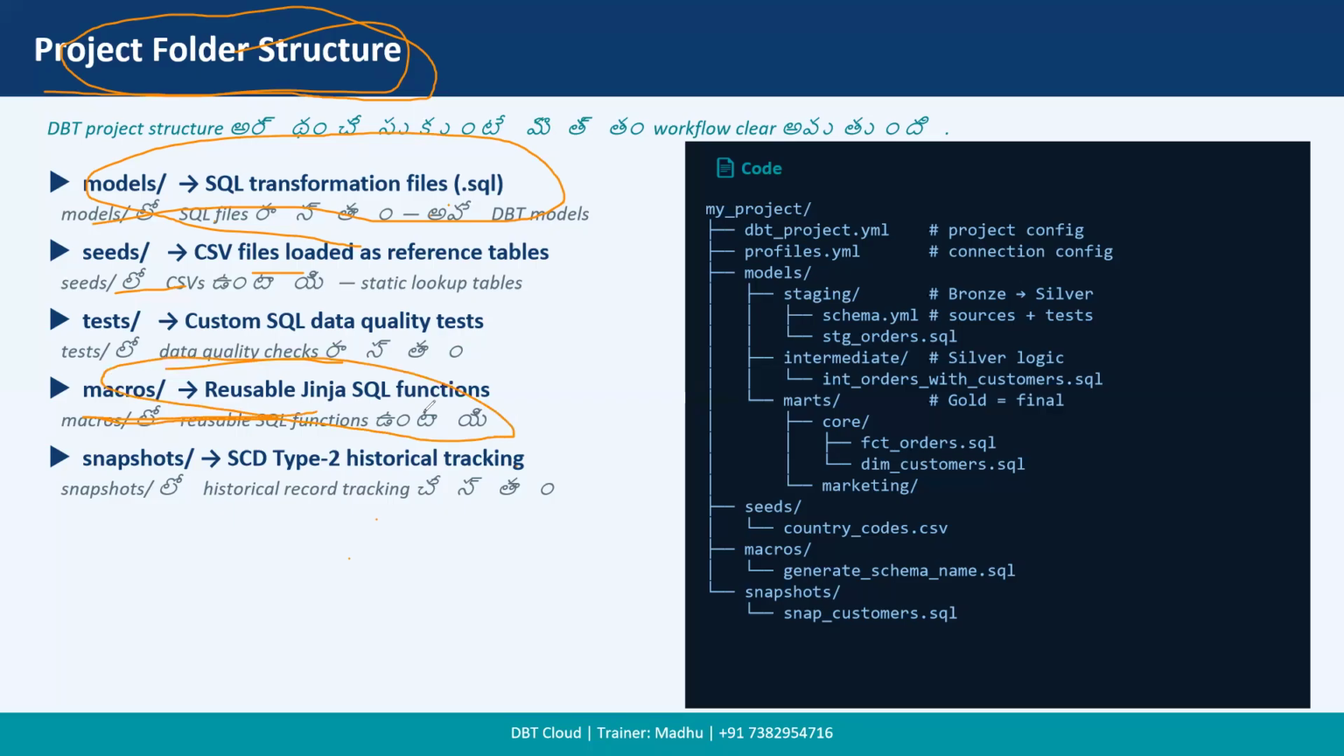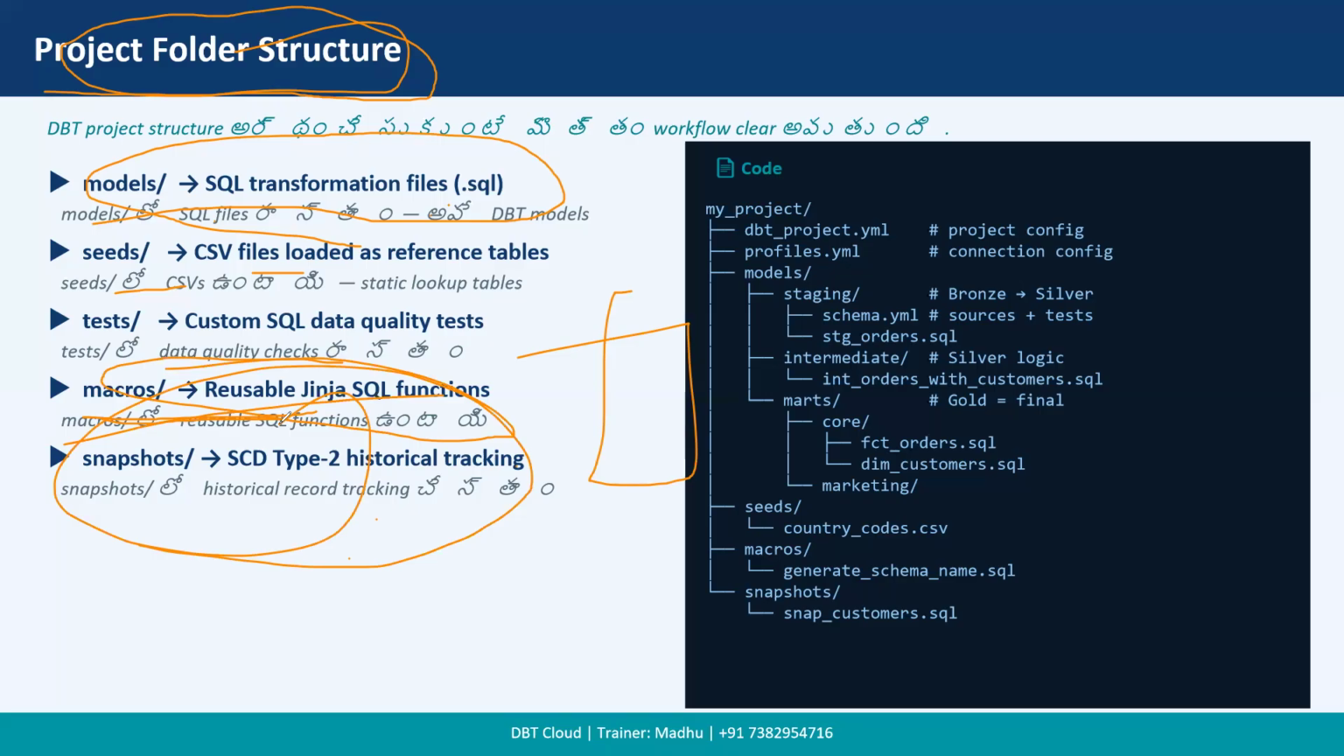We don't execute this one directly, we just see the result there. When we need it, we will use it in the dbt models. So those are macros, reusable Jinja functions. Snapshots are for SCD type 2 tracking.